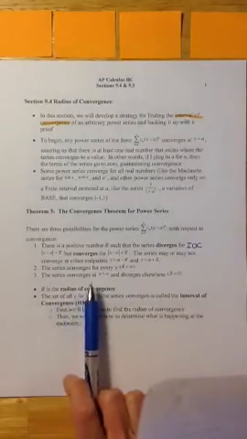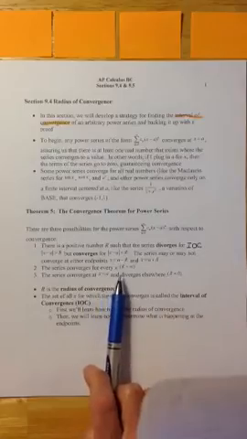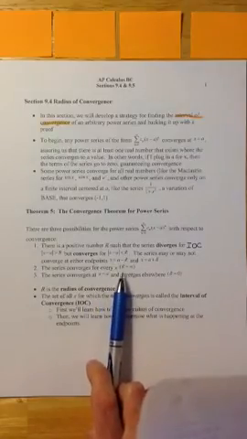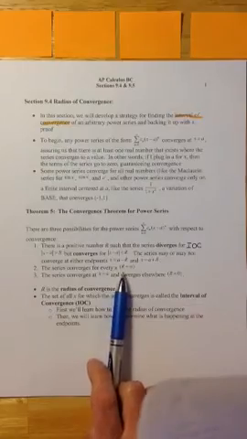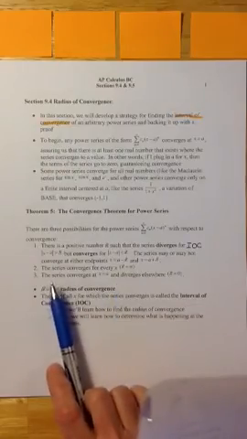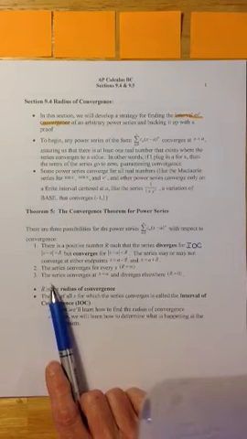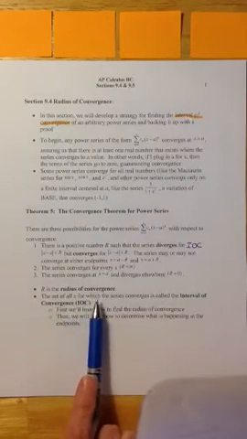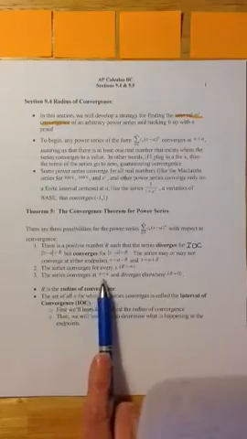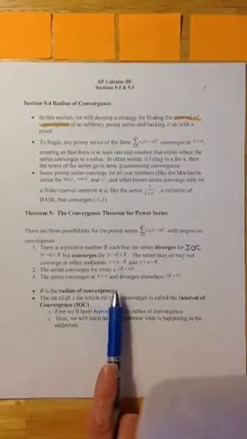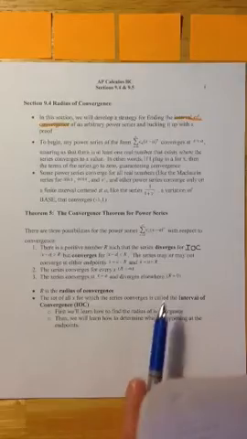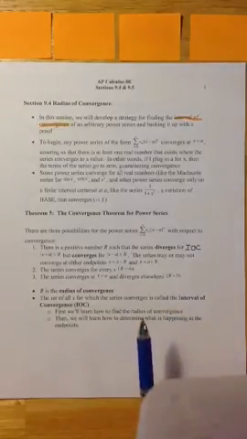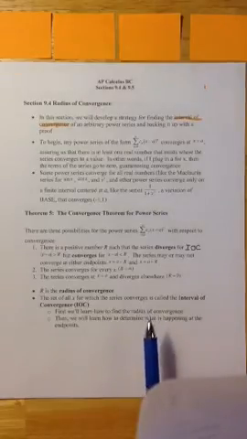We may learn that the series converges for every x value that exists. In that case, our radius of convergence would be infinity. And finally, we may have a case where the series converges only at one point, when x equals a. So that would mean our radius of convergence is equal to 0. So again, R is the radius of convergence.